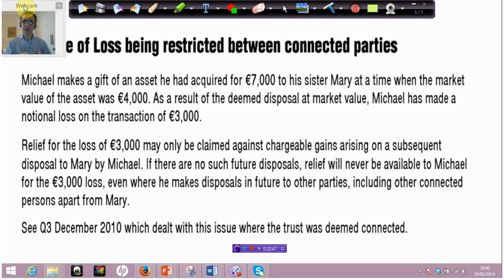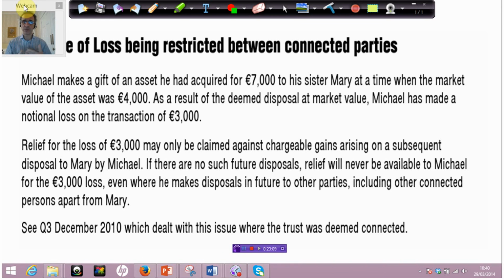Now Michael had a cost associated with that asset of 7,000 euros. Okay. Now because he's gifted, there's no proceeds. So in effect, the asset has a loss attached to it, or the transaction has a loss attached to it.